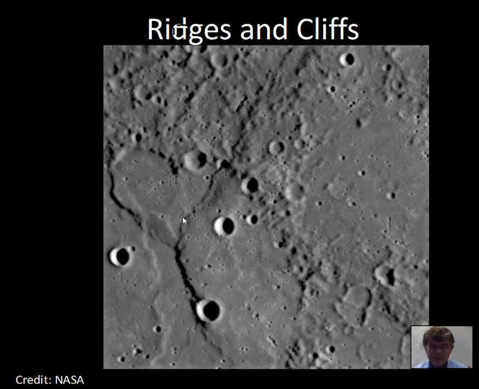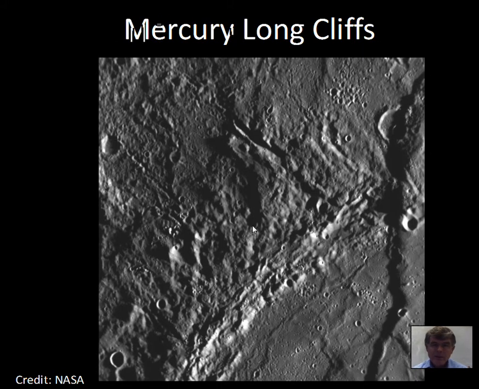It's thought that all the planets were hotter when they first formed, with more molten material on the planet. And as it cooled, the material would shrink. The planet would shrink a little bit. That caused stresses on the crust of the planet, and it buckled and formed these cliffs and ridges as part of the cooling process for the planet. Another illustration of this, a long cliff running along here.